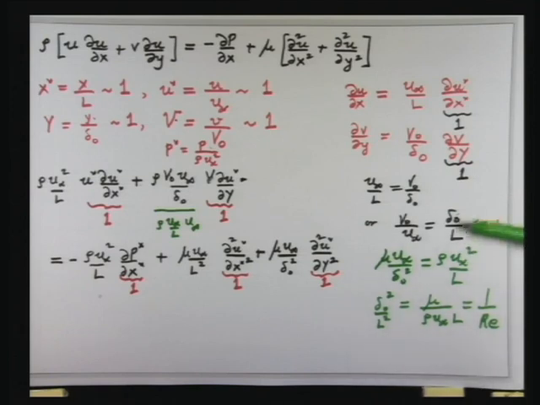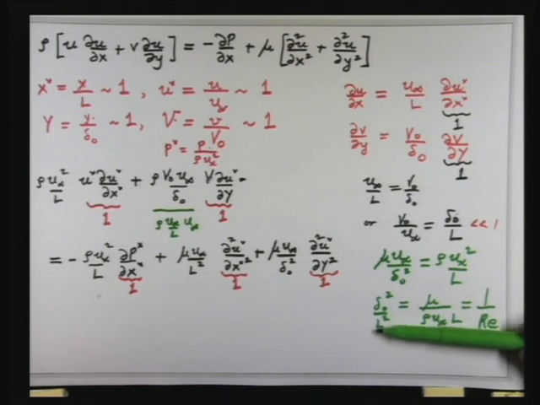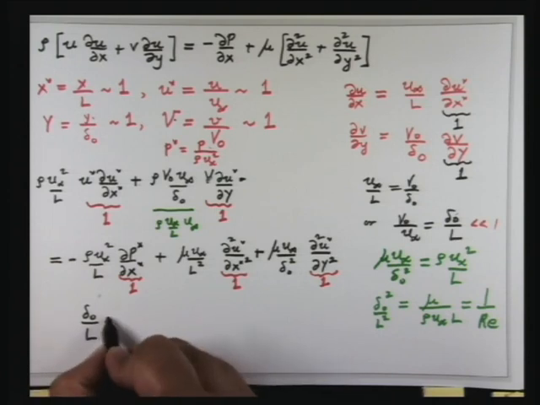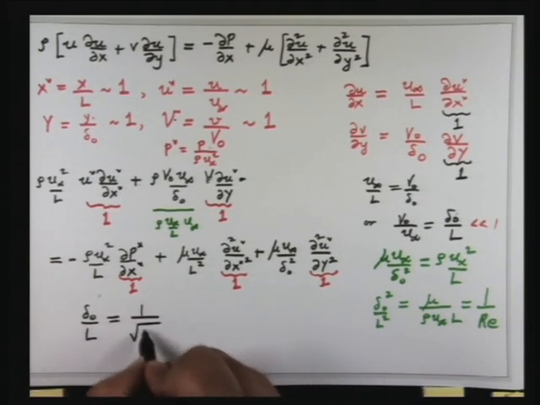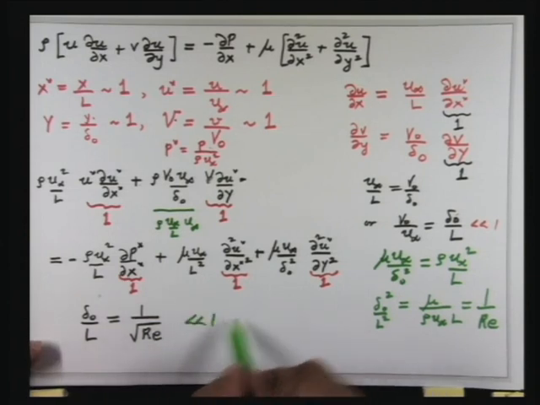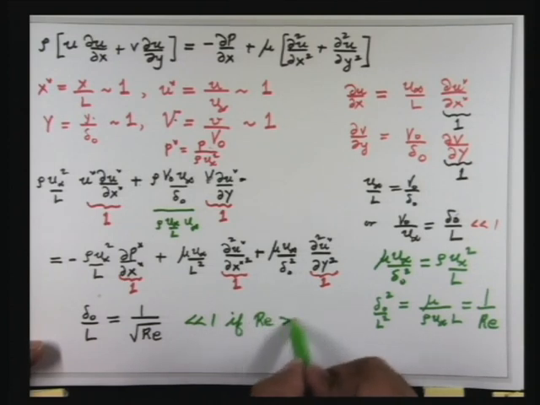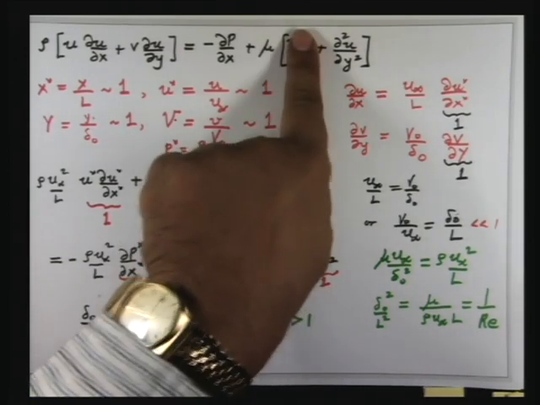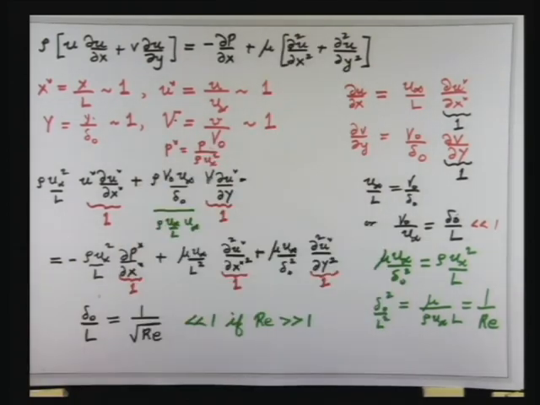So our anticipation was this y length scale is much smaller than the x length scale, and you have now the condition for it. When will that happen? It will happen when the Reynolds number is very large. So we have found this estimate that delta naught by L is 1 by square root of Re, and this will be much less than 1 if Re is much greater than 1. So when that happens, then you can neglect this term in the equation. Now let us go back and complete the ordering for the second equation.